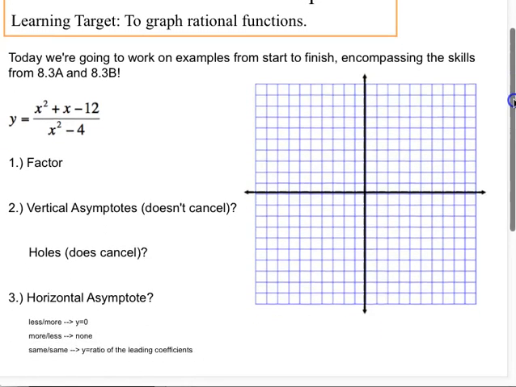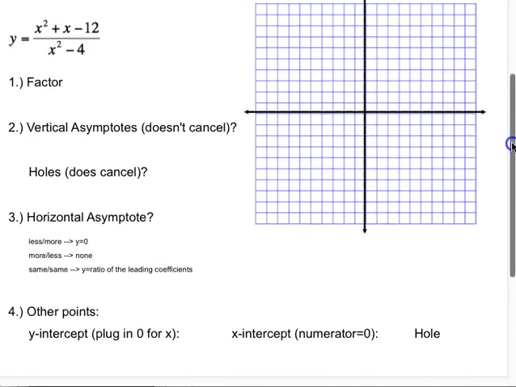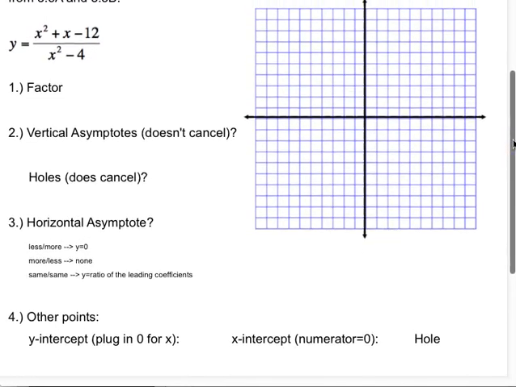So, let's take a look at what that looks like. Now, because these are longer, I only put 3 examples in these notes. So, step 1 from start to finish is look to see, can you factor? And in this case, yes, I can. The top factors to x plus 4, x minus 3, two things that multiply to negative 12 and add to positive 1. The bottom is a difference of squares.